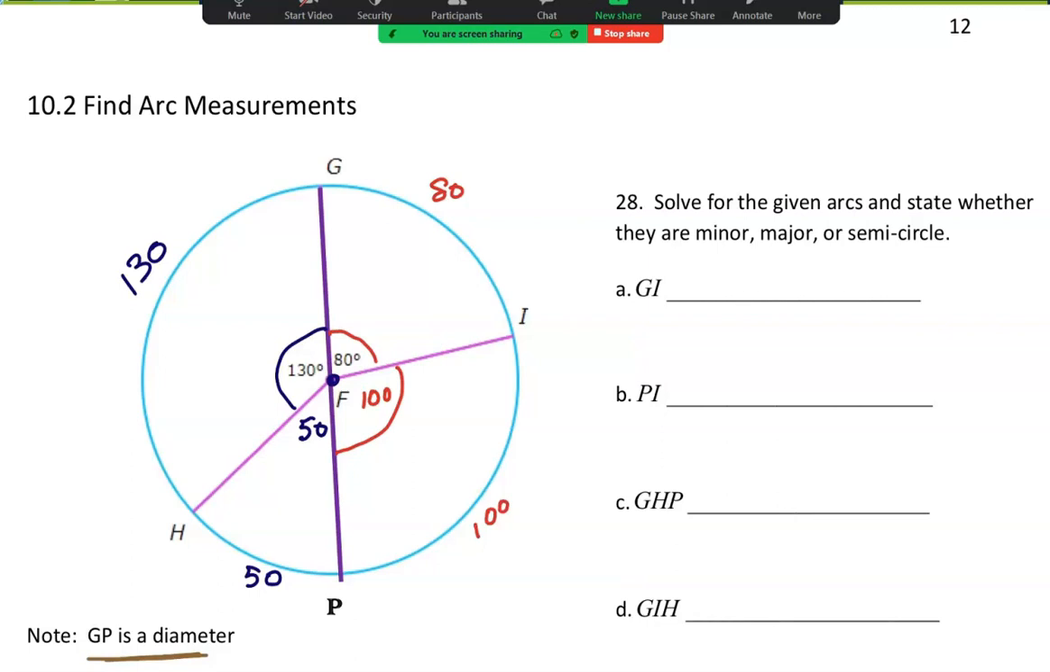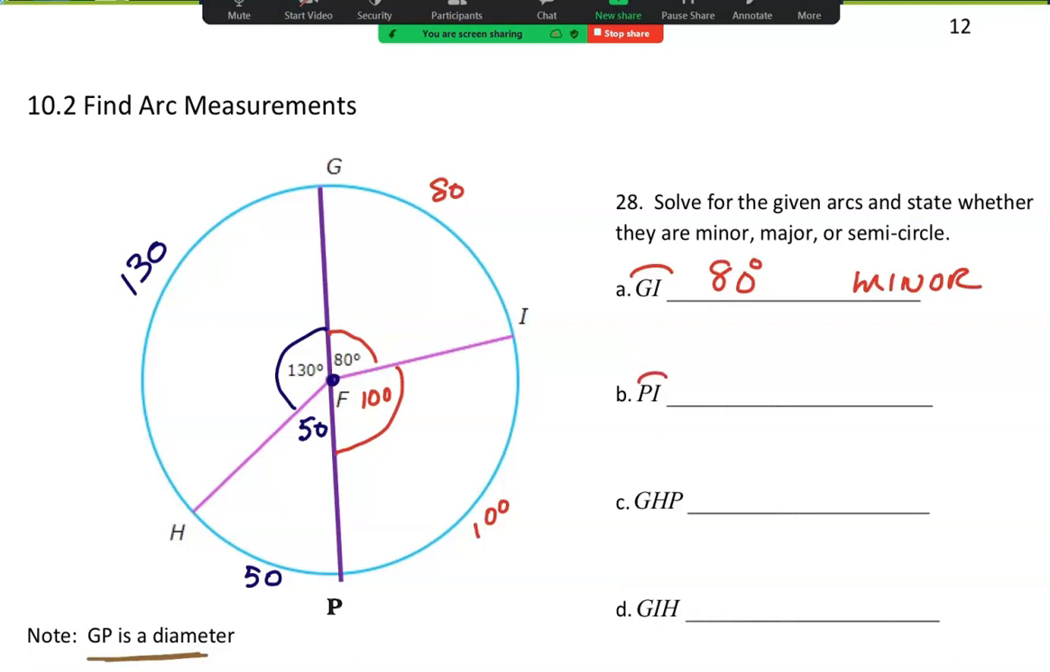So it says solve for the given arc. So these should have little arc symbols. It just didn't convey in this document. So it says solve for the given arc and state whether they are minor, major, or semi. So where is GI? That's the 80. So 80 degrees, and it is minor. So it's less than 180.